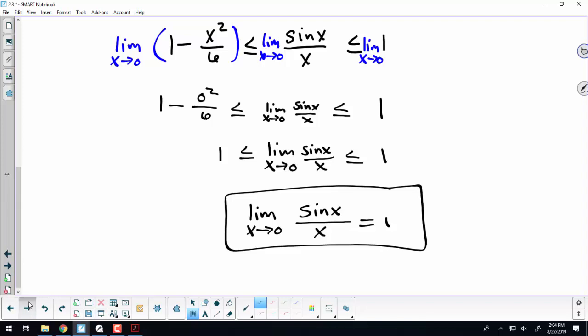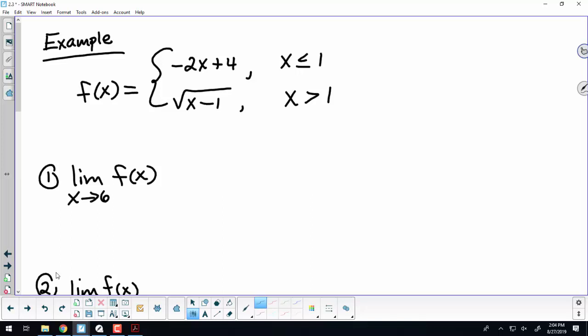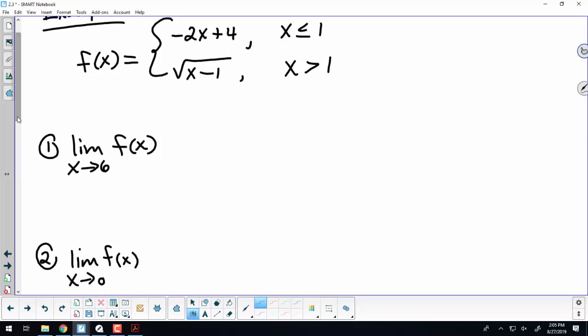And the last kind of limit that shows up in 2.3 is limits on piecewise defined functions. So we'll look at a few of these. There's our function. The first limit is the limit as x approaches 6 of f of x. Just like when you were in algebra dealing with piecewise functions, it really boiled down to which piece am I working with. It's the same with limits. If x is approaching 6, which piece do I work with?